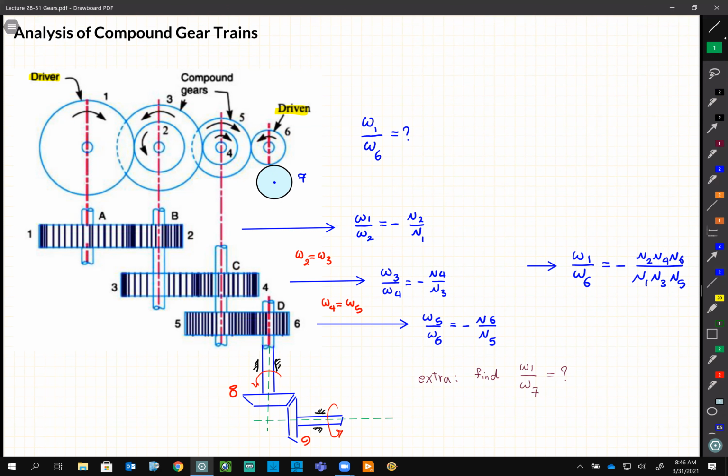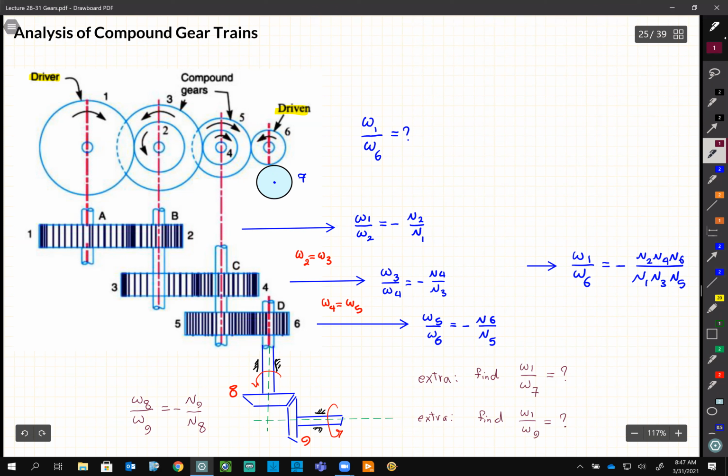You treat the bevel gear in a similar way as simple gears. Like here, there is no difference. The way that omega 8 gets to omega 9 is minus n9 divided by n8. So another extra thing that you need to do: find omega 1 to omega 9. One extra, two extra work.